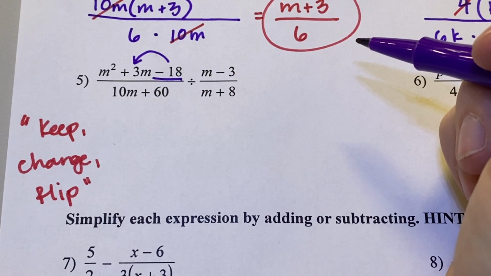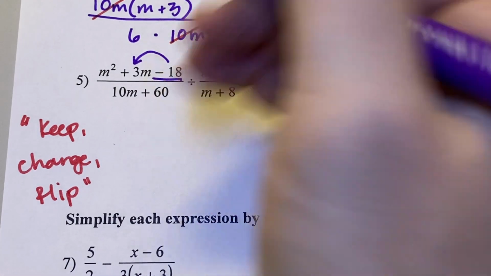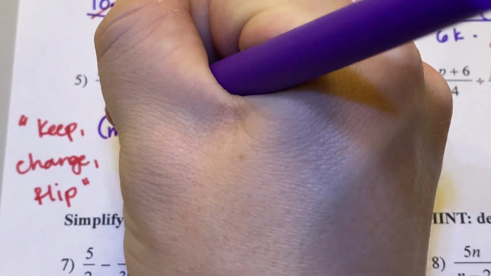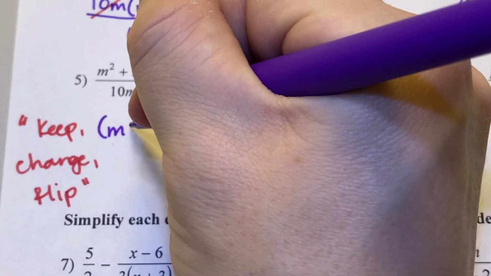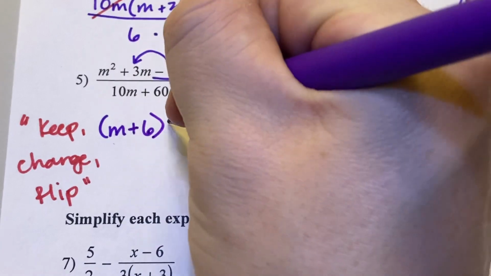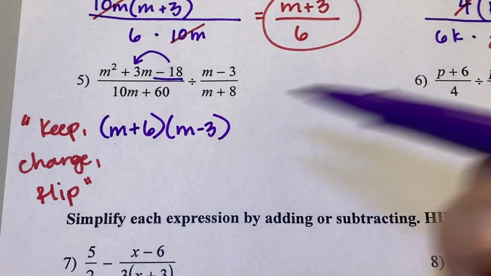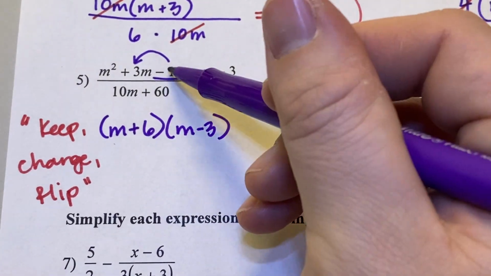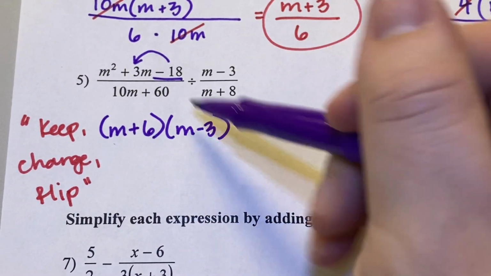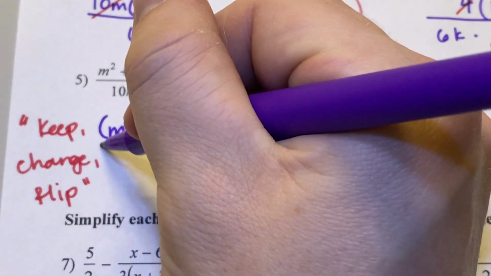What about 6 and 3? Yeah, 6 and 3, let's try it. We got M. To get a positive 3, I need my 6 to be positive, 3 to be negative. 6 times negative 3, negative 18. 6 minus 3, positive 3.